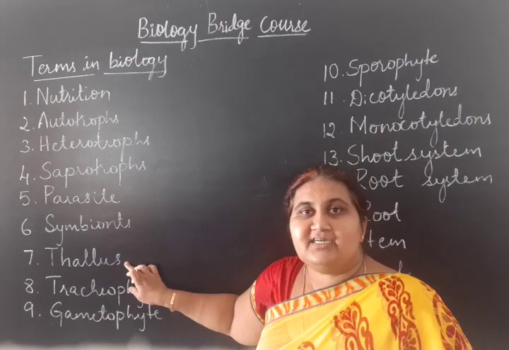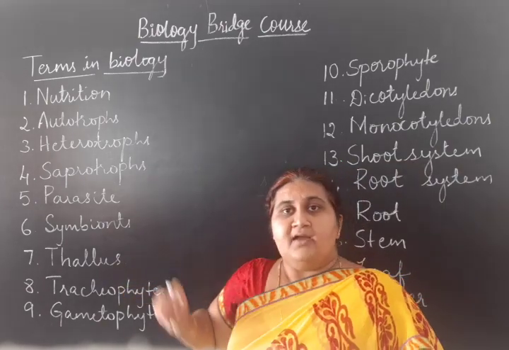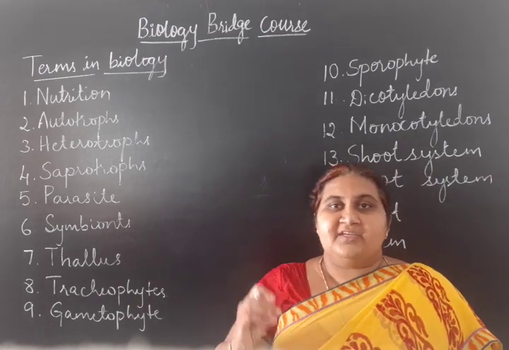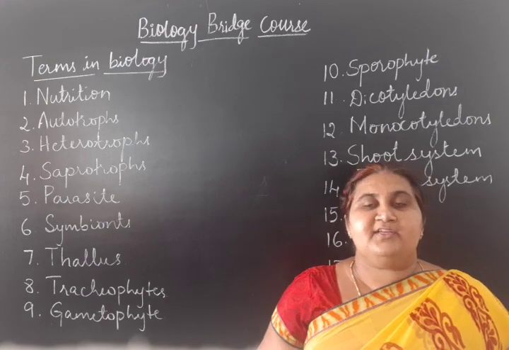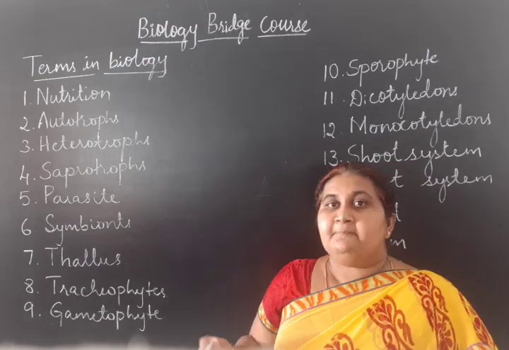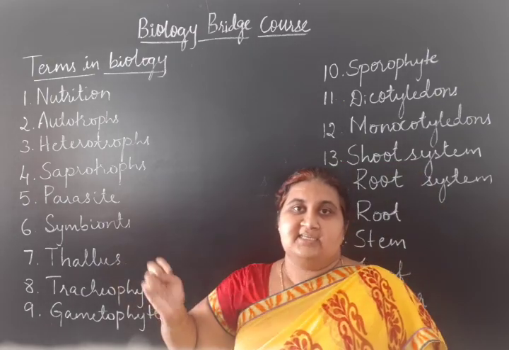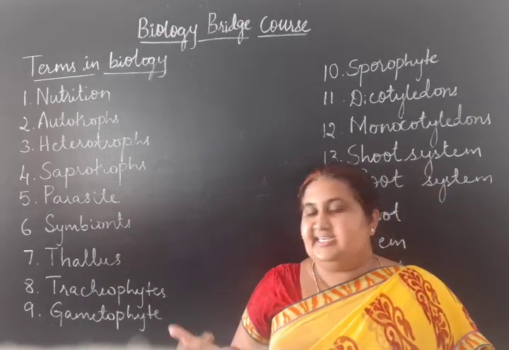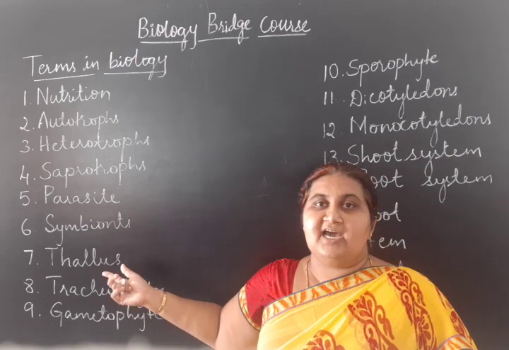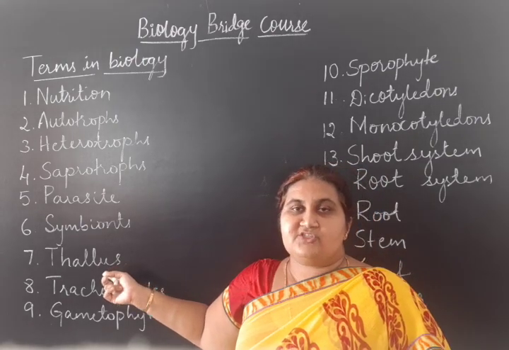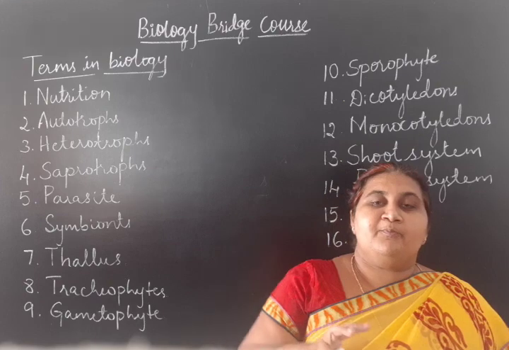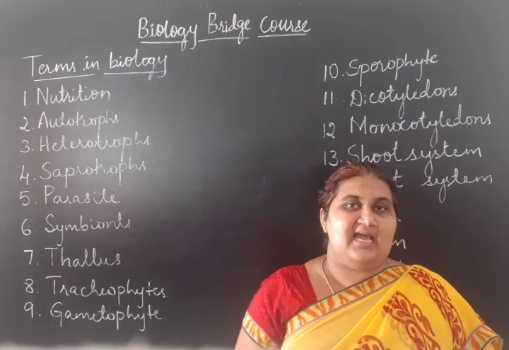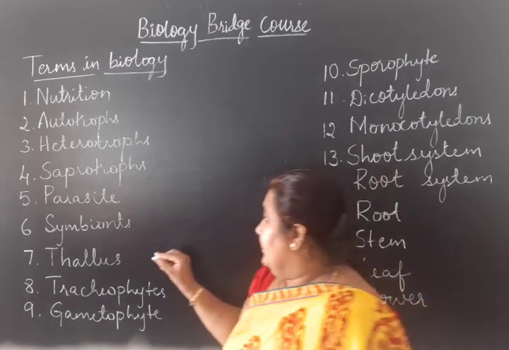Thallus, the next term. The group of plants which have an undifferentiated plant body is called thallus. The plant body which cannot be differentiated. So such a plant body is called thallus. Those groups of plants are included in a division called Thallophyta.